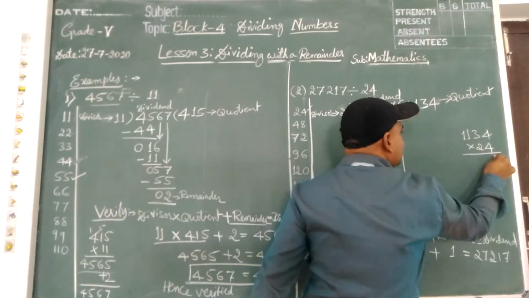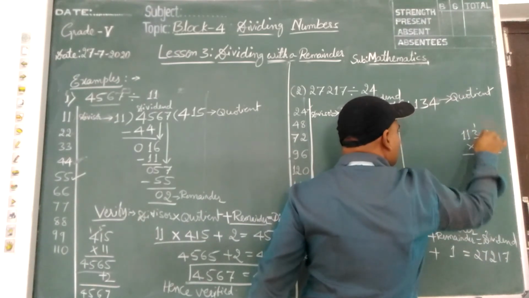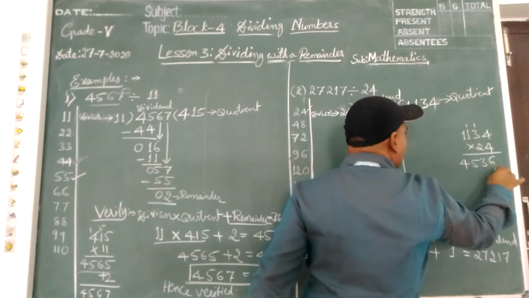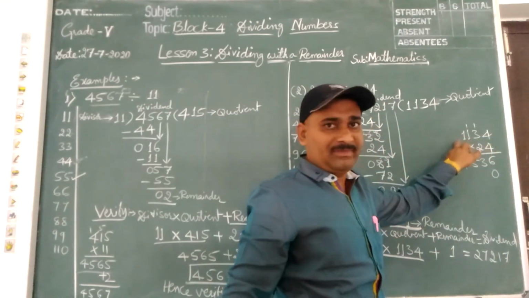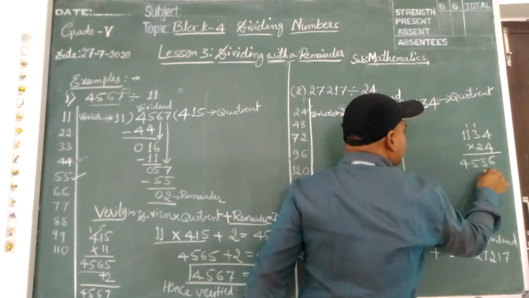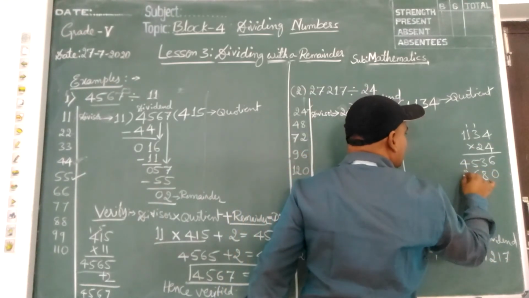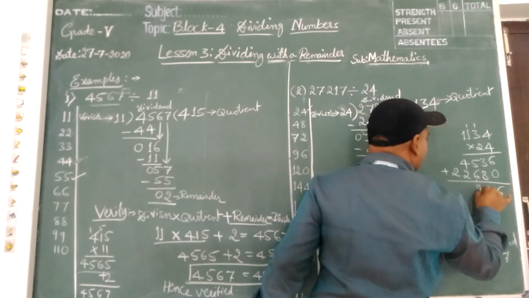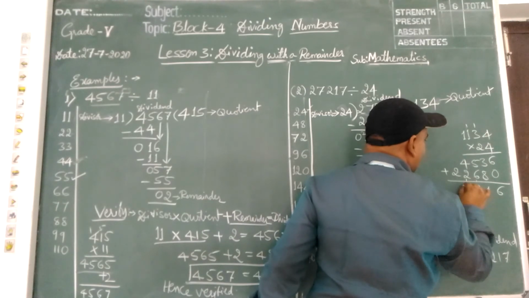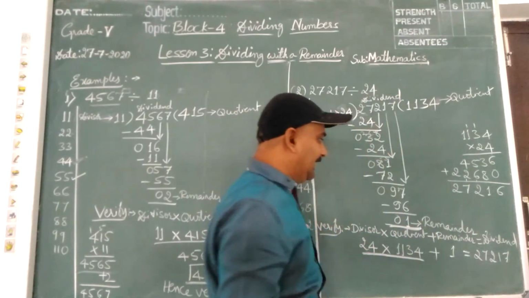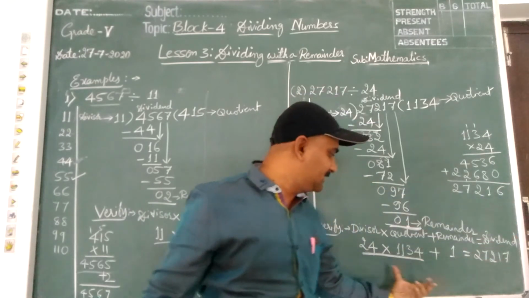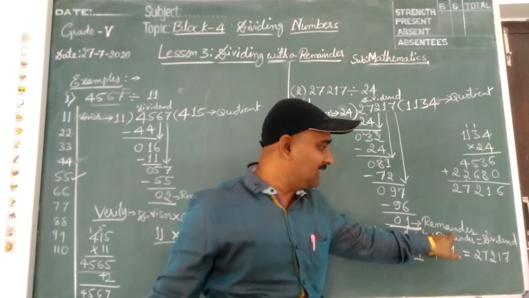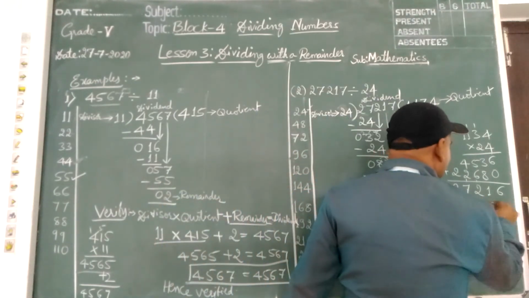Multiply. 4 4s are 16, carry 1. 4 3s are 12 plus 1 is 13, carry 1. 4 1s are 4 plus 1 is 5. 4 1s are 4. With 4s I have multiplied. Now multiply with 2s. 2 4s are 8, 2 3s are 6, 2 1s are 2, 2 1s are 2. Add all these to get the product. So the product is 27,216. In this product I should add 1, correct? Because 1 is the remainder.